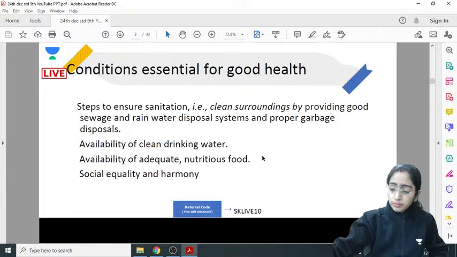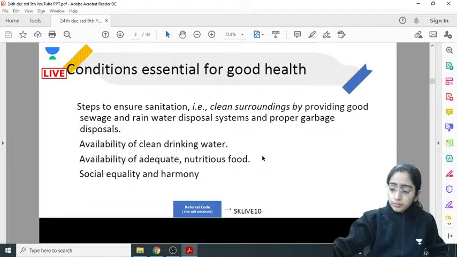Conditions essential for good health. Now, the very first thing, standard 9: why do we fall ill? What is health and what is disease? Is it clear? Keep responding. When we are suffering any body malfunctioning, when any body function is not proper, any organ is not functioning properly, or there is any alteration in the body from the normal function, such alteration is said to be a disease condition.